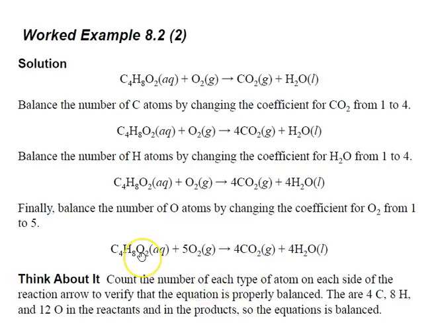Double check and make sure that everything balances. So it said count the number of each type of atom on each side, verify the equation is properly balanced. We have 4 carbons, 8 hydrogens here, and 4 times 2 for 8. And then for our oxygens, we just saw that, but there's 2 and 10 more would be 12. And then here we have 8 and 4 is 12.